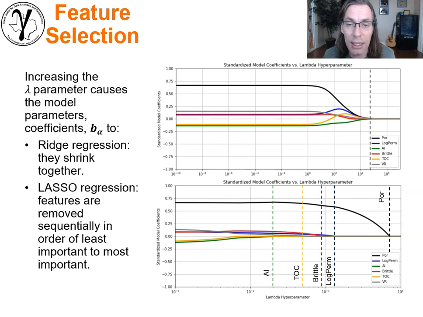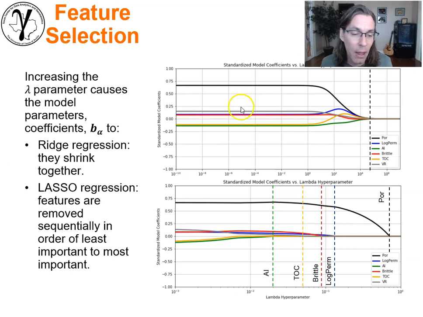Now what's really interesting is if we look at the behavior of the lasso. If we look in detail here, they don't shrink together. The lambda parameter we're talking about is 10 to the negative 2, right here on this scale. We can already see that some of the individual parameters are zeroing out. First of all, acoustic impedance, then total organic carbon, brittleness, log permeability, and finally porosity at the very end.